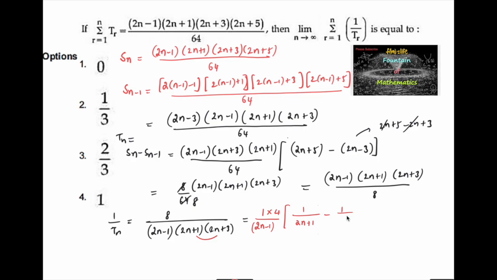2n plus 1 minus 1 upon 2n plus 3. So that the difference of these two numbers is 2 and the denominator is 2n plus 1 into 2n plus 3. So we can write 4 upon (2n minus 1) into (2n plus 1), minus 4 upon (2n minus 1) into (2n plus 3).